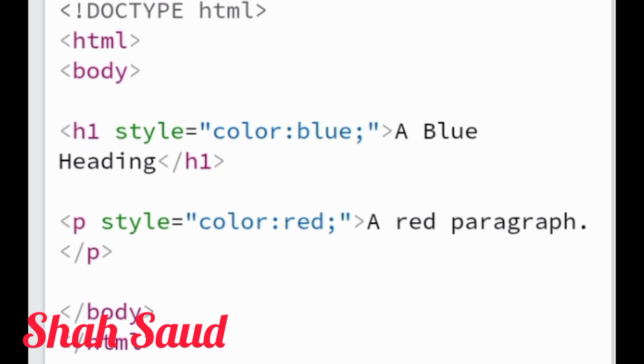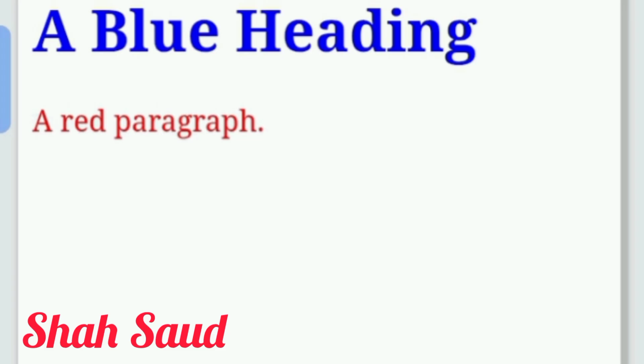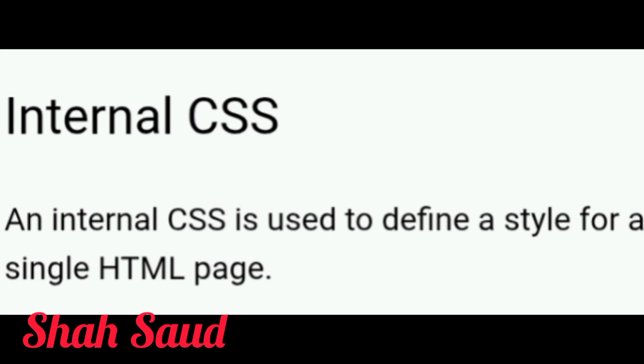And what is the text in the paragraph? The text is a red paragraph. Look, a red paragraph is in black text. So the result will be like this: a blue heading, a red paragraph. This is the result of that coding.